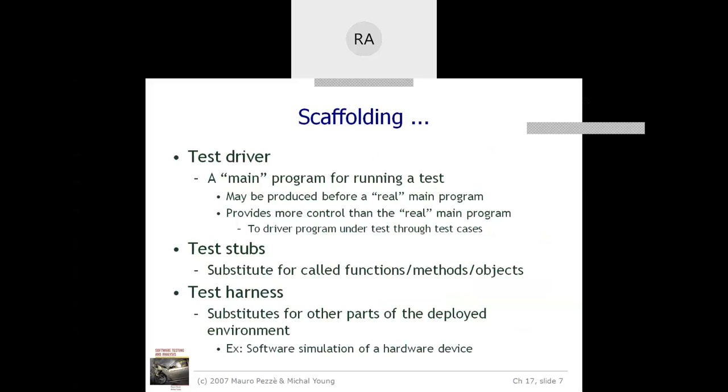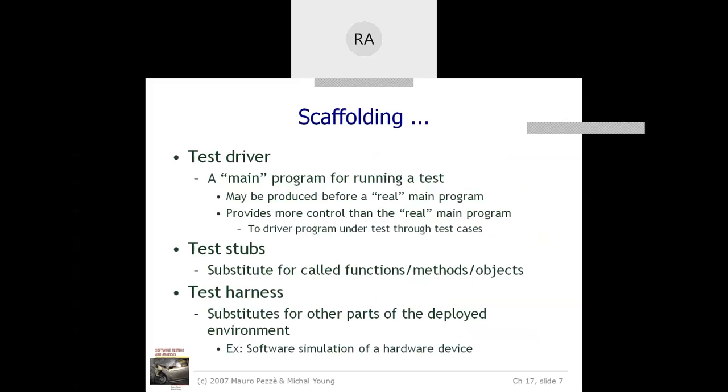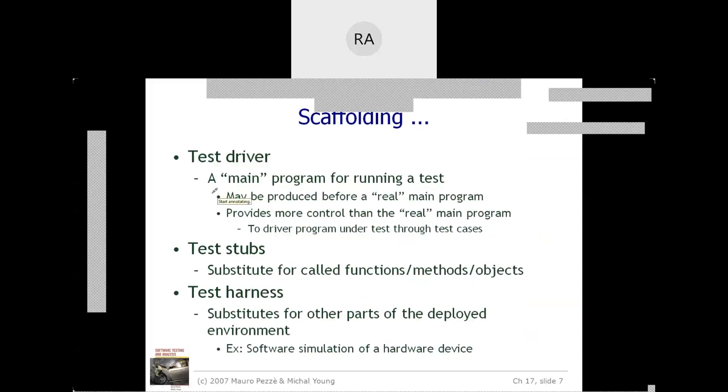Let us look at the terms involved in scaffolding. We have certain things called test drivers, stubs, and harnesses. Let us define these terms. What is a test driver? As the name itself indicates, it is the initial point from where I can run a test, like your main program. A test driver is nothing but a main program for running a test, and it provides more control than the real main program. That is about a test driver. A test driver is a main program for running a test.